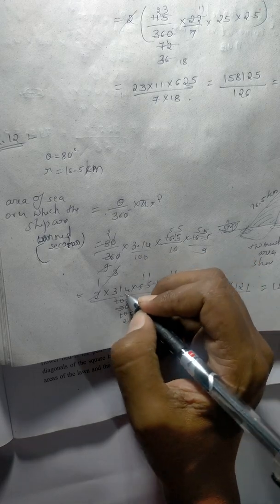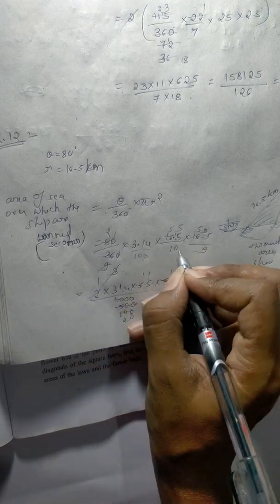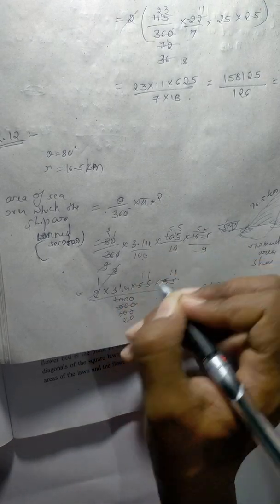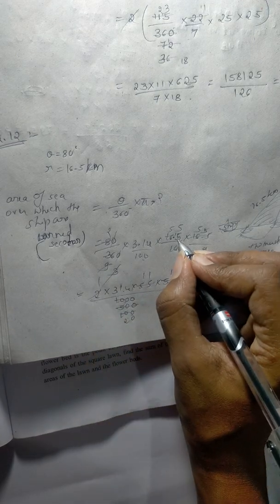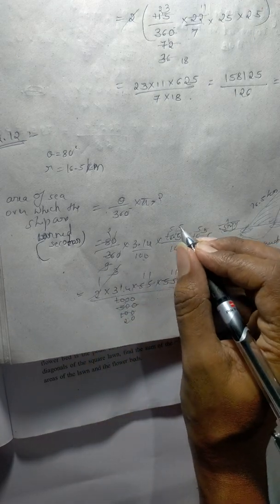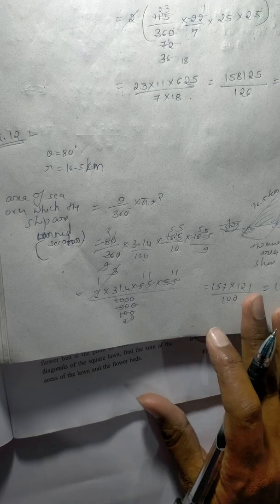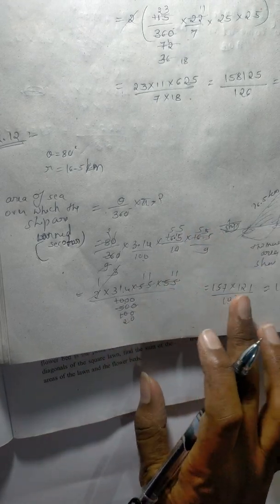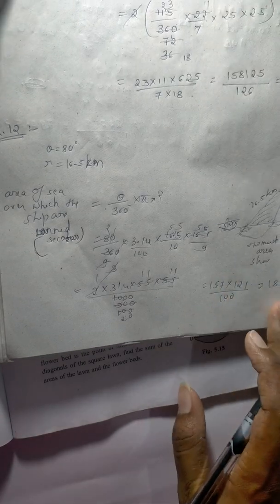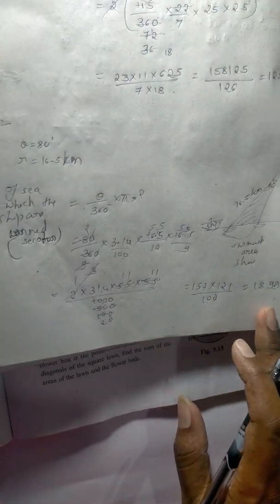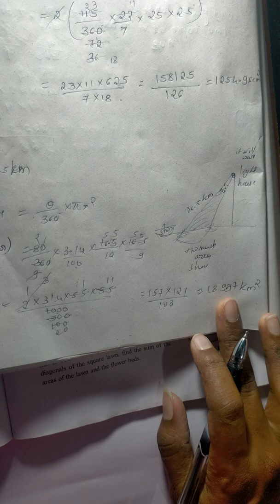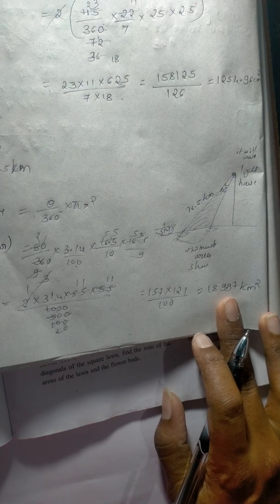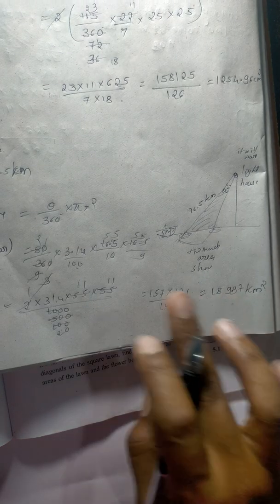So 300 divided by 100 into 10,000, 16.5. So I got 55. That only 100 I took here. So 55 divided by. You try to calculate in your own way, then you will come to know. So the answer, 157 and 121 I got. So 189.97 kilometer square, as the unit is given in terms of kilometer.